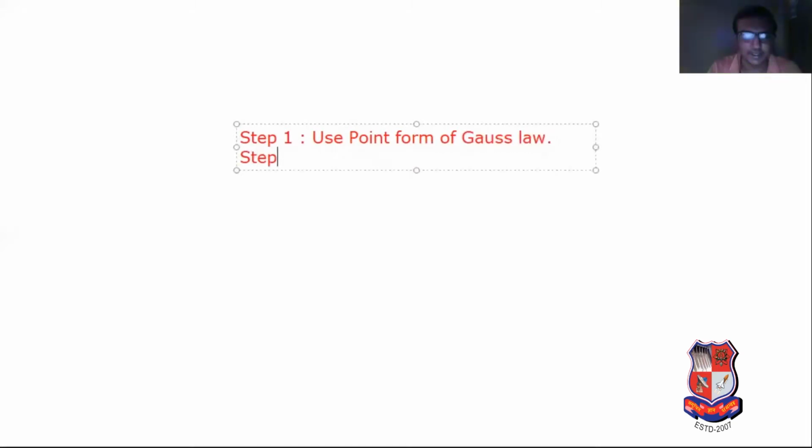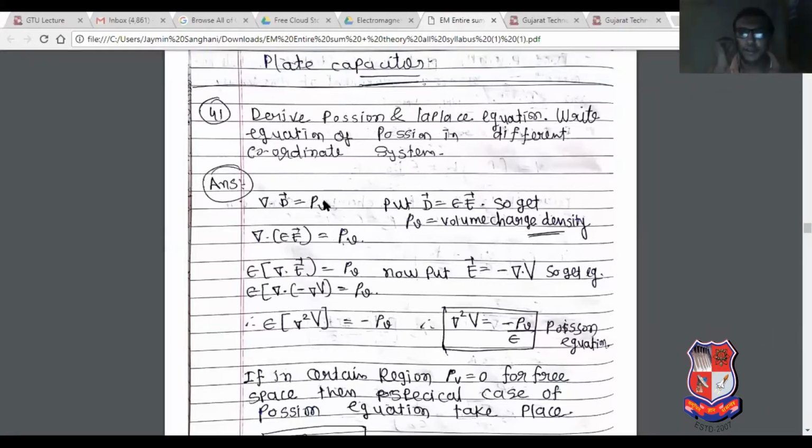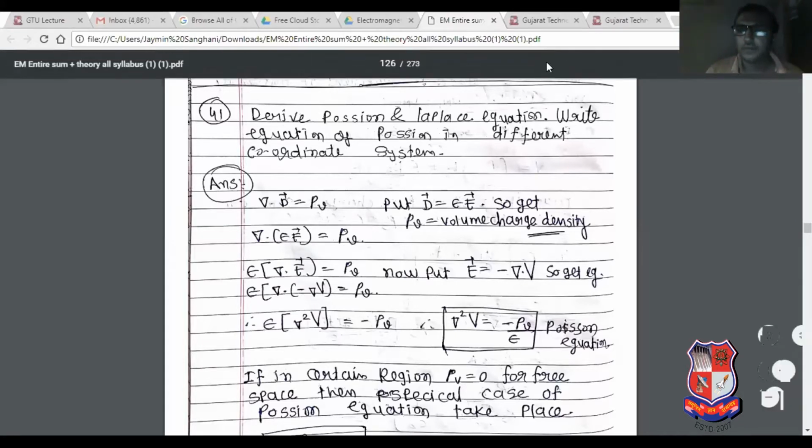What is the second step? Step number 2. I have said another, D equal to epsilon E, we can put here. Del dot D equal to rho v, which is known as the point form of Gauss law. We know that very well. Put D equal to epsilon E. Rho v means what? Volume charge density.